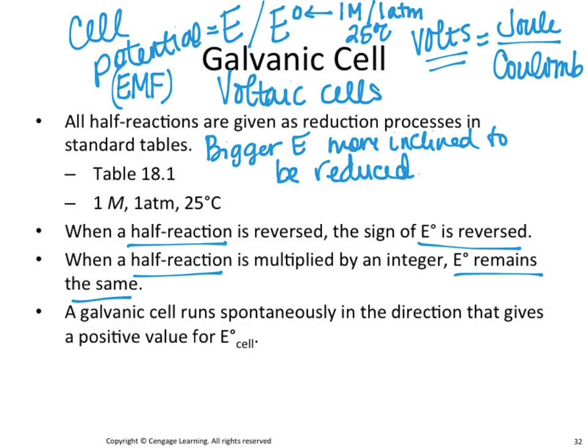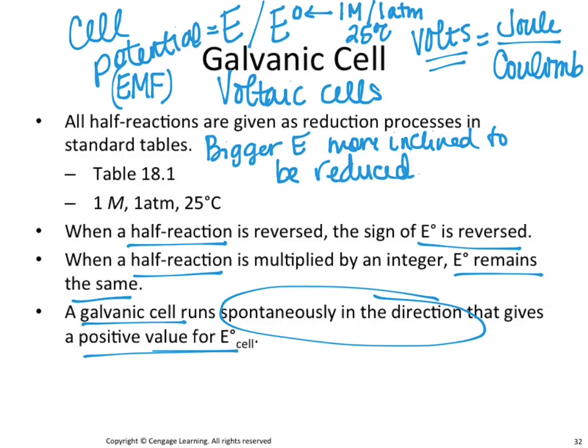Galvanic cell, when you hear the word galvanic cell or voltaic cell, it is spontaneous. It is spontaneous in the direction that gives a positive E. So positive E is spontaneous or thermodynamically favored.